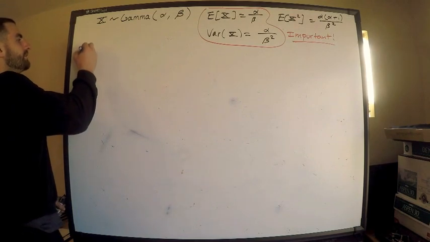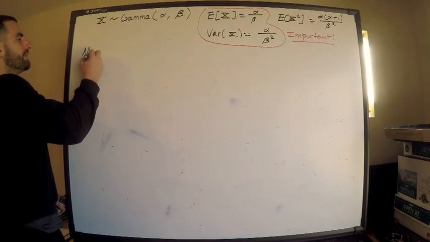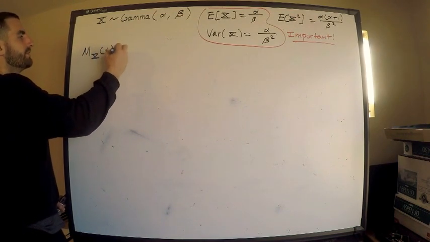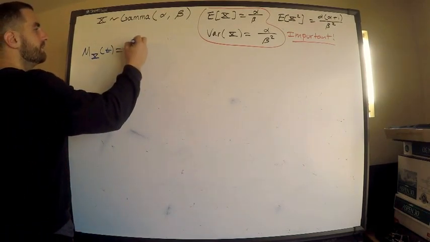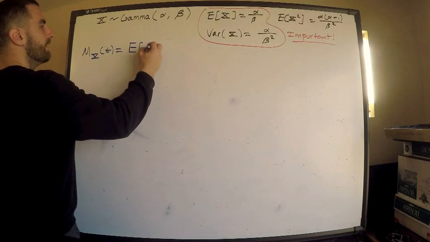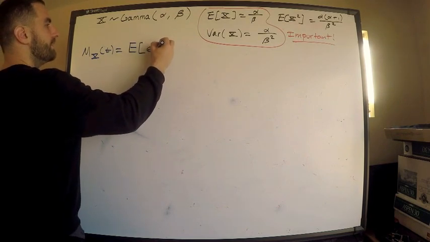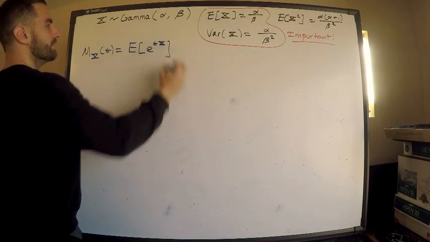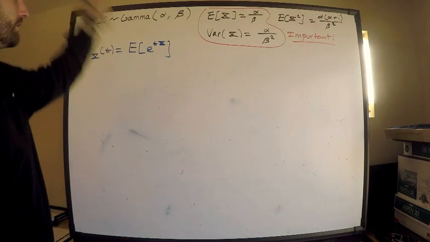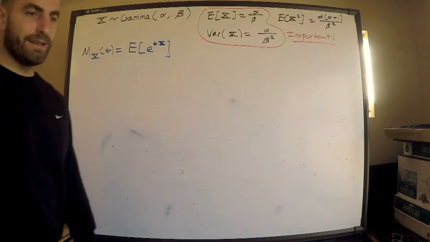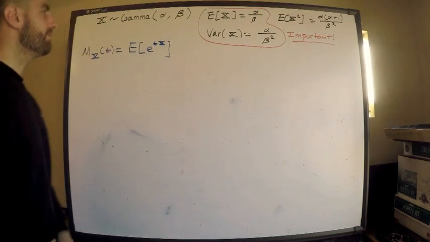By definition, I'm looking at the moment generating function of the gamma distribution. This is equal to the expected value of e to the tx. This is the definition. All right. So what is this going to give me? I'm going to write it similar to how I did before.